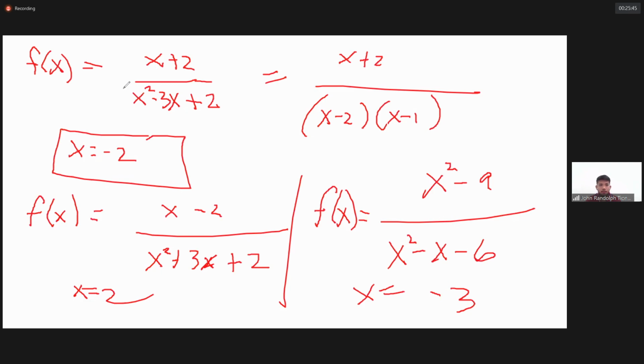Okay? Alright, so I think medyo naintindihan na yung zeros. Now, let's try to find naman the intercepts. So, how are we going to find the intercepts of rational functions? Okay, let me clear my drawings here.